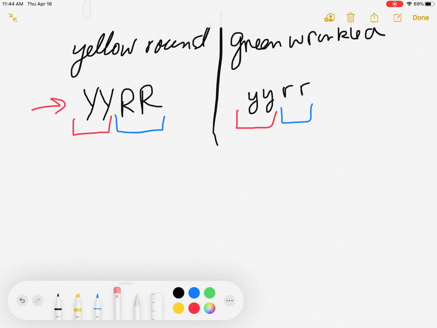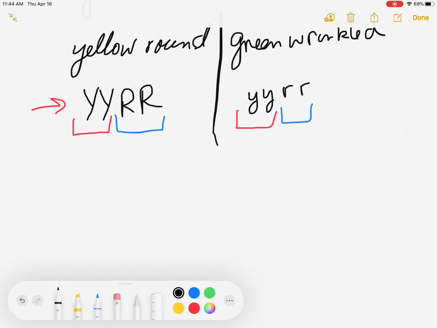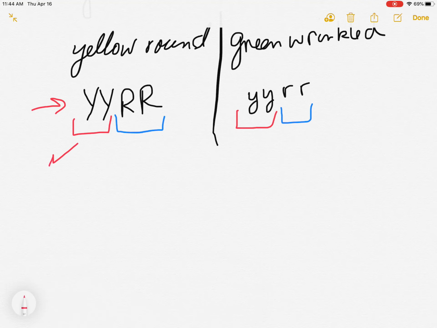Okay? Okay. So, meiosis means that the two Ys are going to separate. So we can do it like this. We can just separate them. I'll draw some little arrows just for fun. We're going to get a Y and a Y.